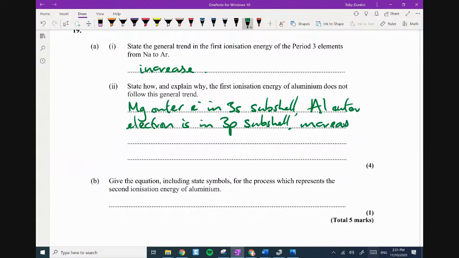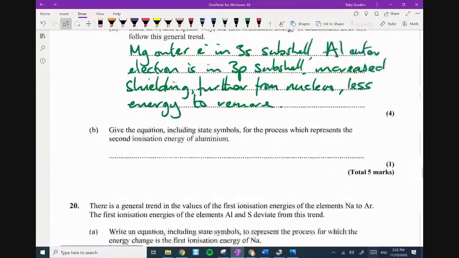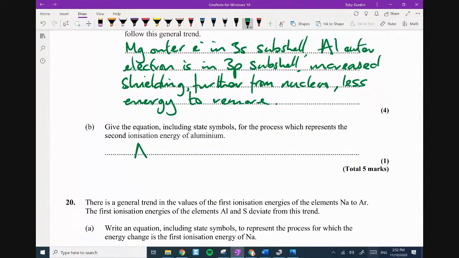Increased shielding. Increased shielding further from the nucleus. We never say those two without each other. Increased shielding, you always tack on therefore further from the nucleus. Further from nucleus, more energy to remove. Oh no, hang on a minute, less energy. Less energy to remove. We're done.